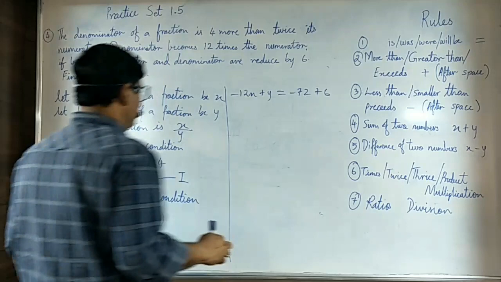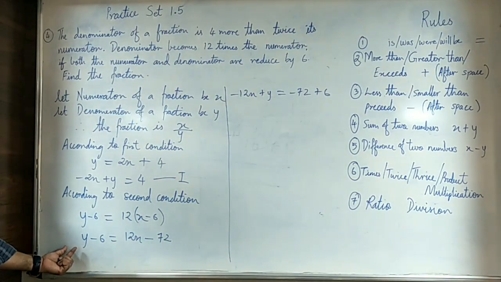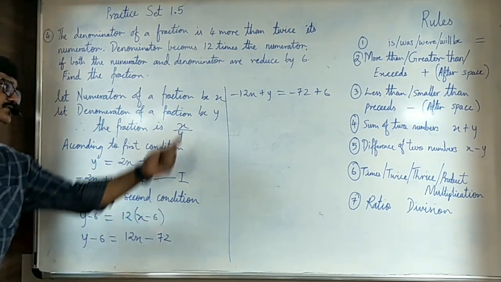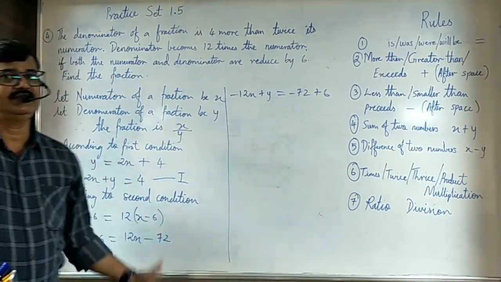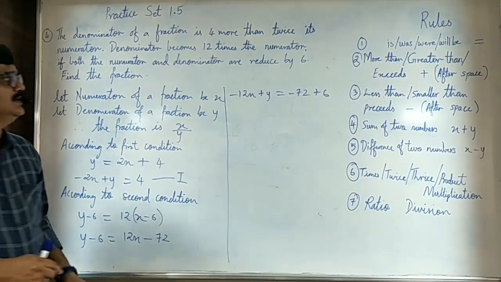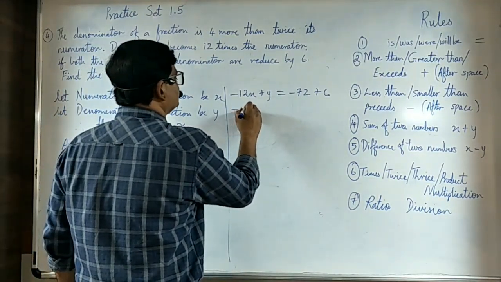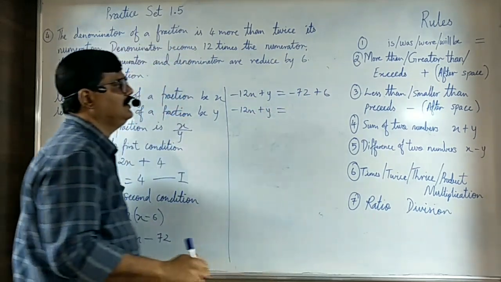Can you see this? I got plus 12, and this side it will be minus 12. And y will remain on the left hand side only, and 72 is on the right hand side. So the minus 6 is going from the left hand side to the right hand side, it will become plus 6. So you will be getting over here minus 12x plus y is equal to one number minus, one number plus.